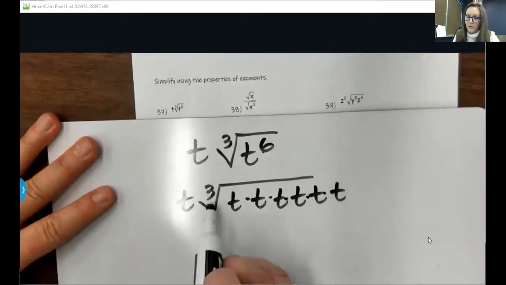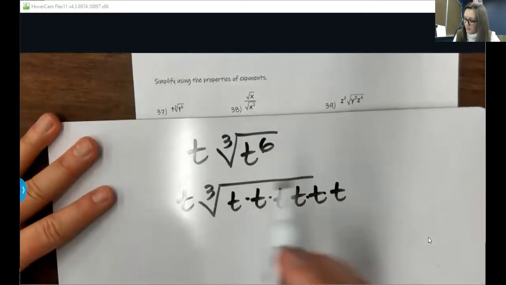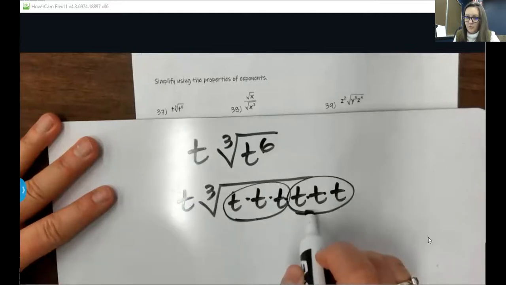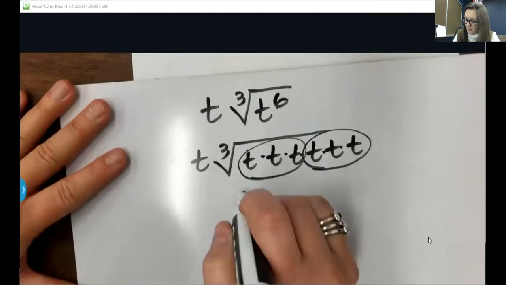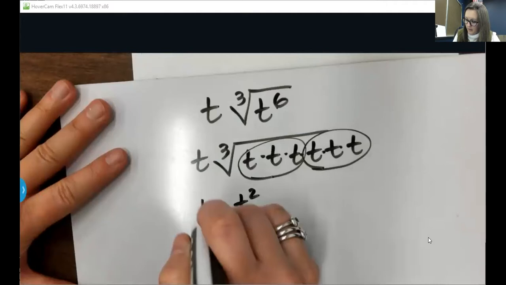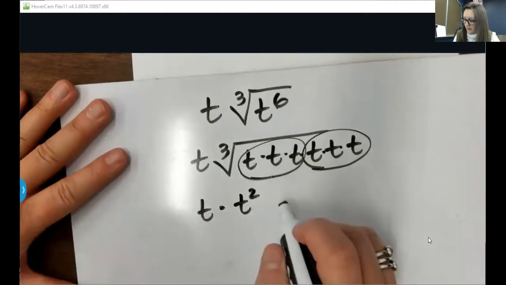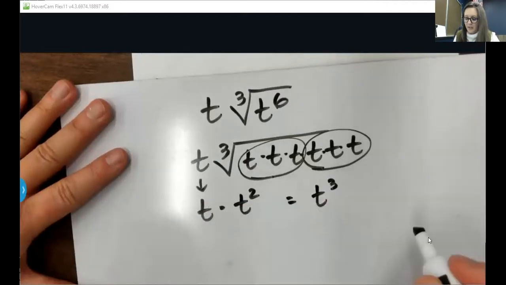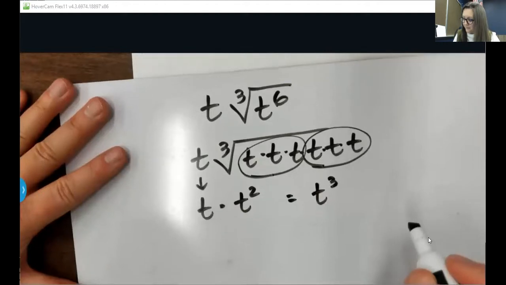And I'm looking for groups of 3. How many groups of 3 can I find? I found 2 groups of 3. So I can pull 2 t's out of the radical. And so don't forget that t guy out here, he's out there. So I have t cubed as my answer, right?